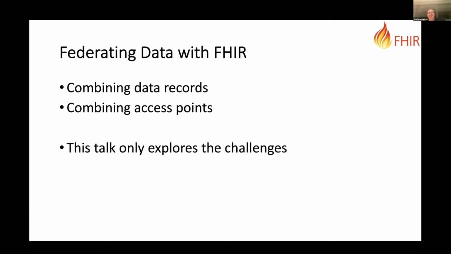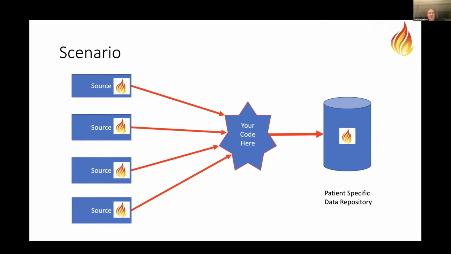So I'm going to talk about combining data records and combining access points. They're two different aspects of federation, and they crop up ubiquitously across the ecosystem. And as I said, I'm just going to tell you about the problems. So let's start with a simple case. On the left side, you've got a bunch of sources. For the purposes of this discussion, the sources are running FHIR, but actually most of the problems aren't really related to FHIR. They're related to the underlying data patterns, so it doesn't really matter. But I'm the father of FHIR, so we're going to talk about FHIR.